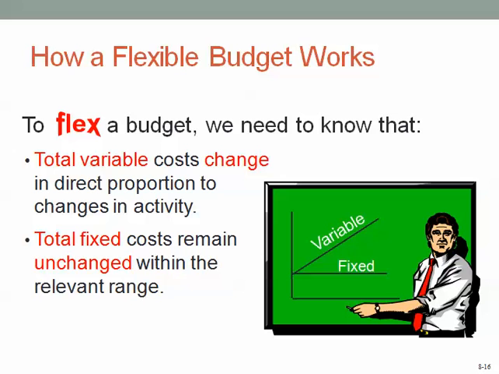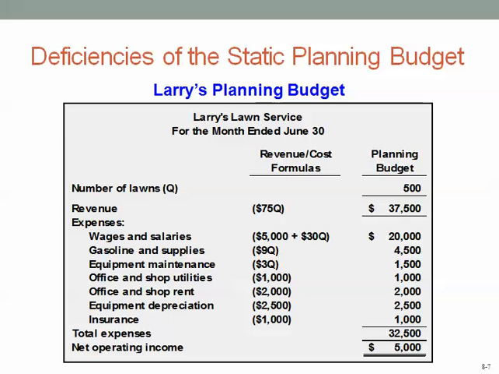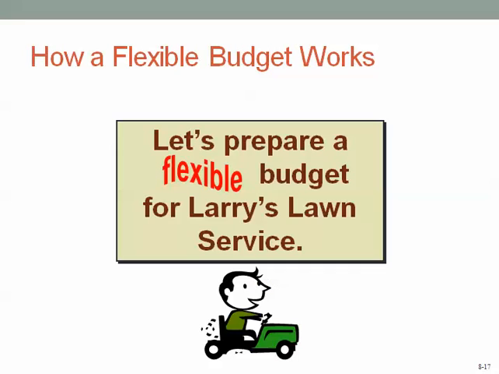Preparing our flexible budget relies on the distinction between fixed and variable cost. Recall, total variable cost changes in direct proportion to changes in our activity level, while our total fixed cost remains unchanged within our relevant range. When we put together Larry's original planning budget, we identified some costs, wages and salaries, that had both a fixed and variable component. Other costs, gasoline and supplies, were purely variable, while our office shop and utilities, rent, equipment depreciation, and insurance were purely fixed. So our cost behavior is going to be important as we prepare our flexible budget for 550 lawns. Let's go ahead and prepare that flexible budget for Larry's lawn service for 550 lawns.